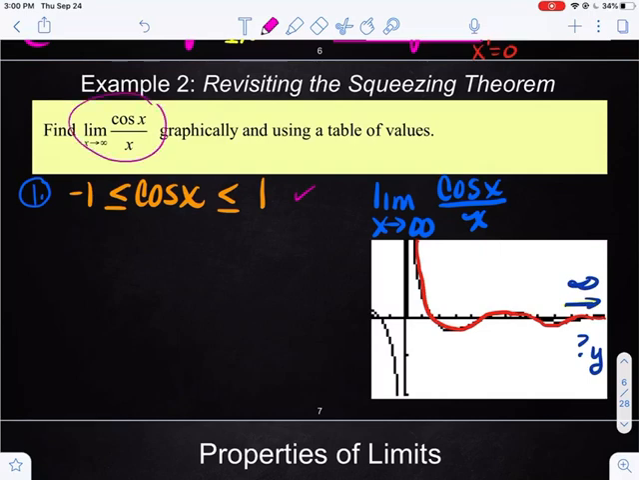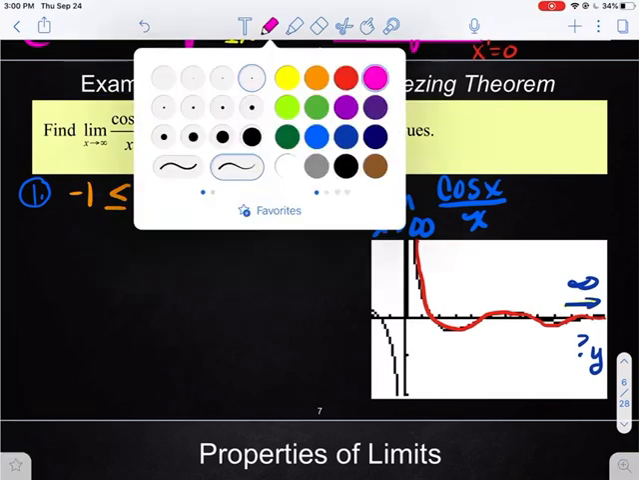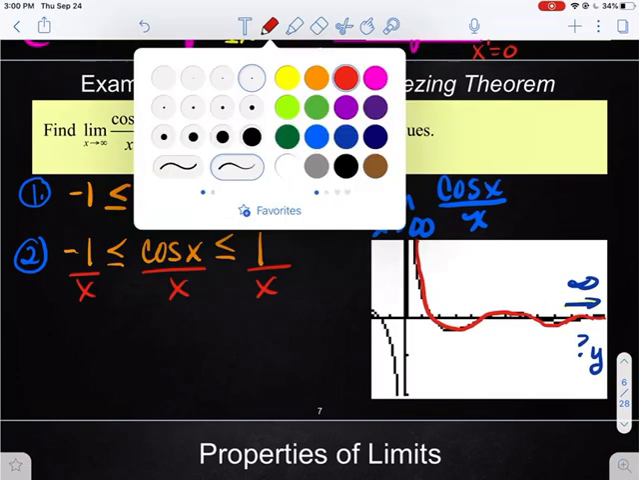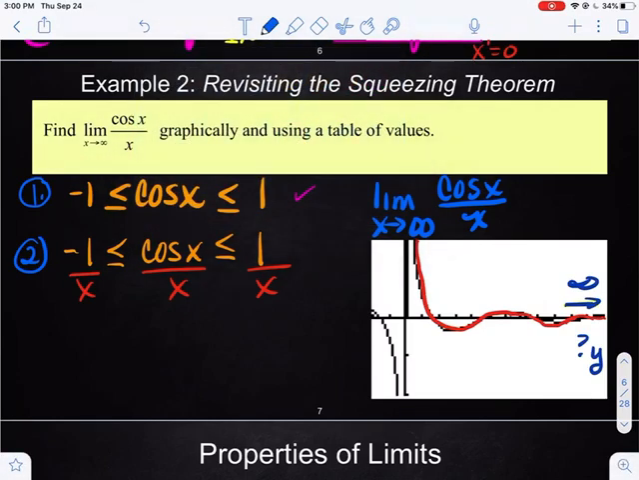And notice that the argument I want to take the limit of is cosine x over x. So I'm going to build a new inequality. The second step is that I'm going to say -1 is less than or equal to cosine x is less than or equal to 1. And then I'm going to divide each part of this by x. Okay? So I now have a new inequality, and I'm going to take the limit as x approaches infinity.